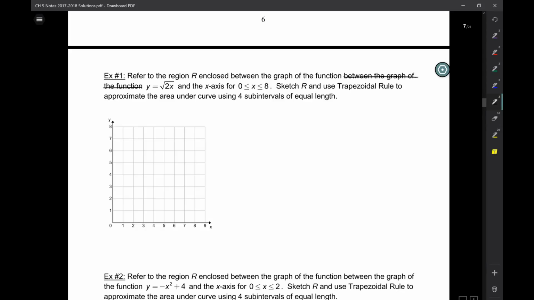Y equals root 2x and the x-axis. All right, so let's just draw y equals root 2x. When x is 0, it's 0, and it's going from 0 to 8. So when x is 8, how much is y? It's 4, right? It's the square root of 16, so it's 4. So I'm just going to do a rough sketch that looks like that. No, just do a rough sketch.